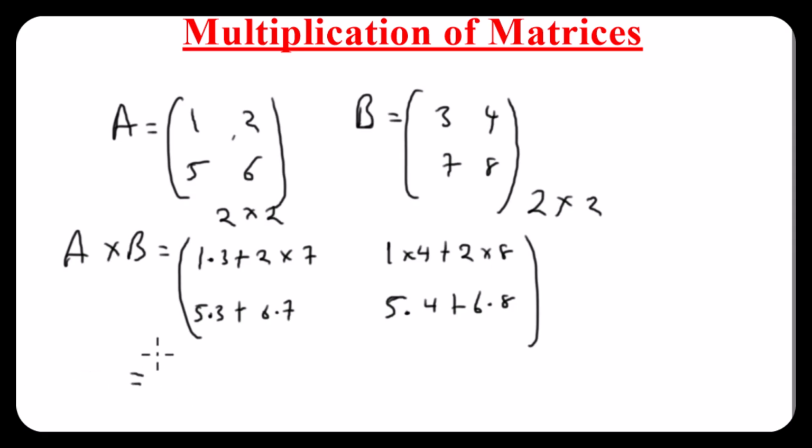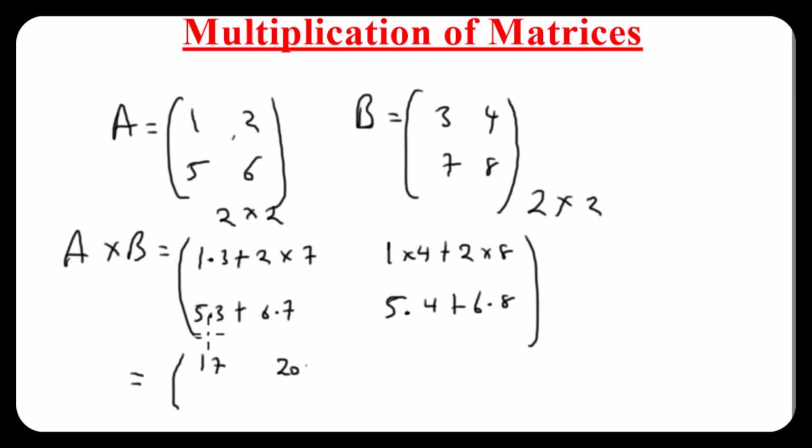1 times 3 is 3, 2 times 7 is 14, and 14 plus 3 is 17. So again, move on to the next one. I have 2 times 8, which is 16, not 10, so that will be 20.